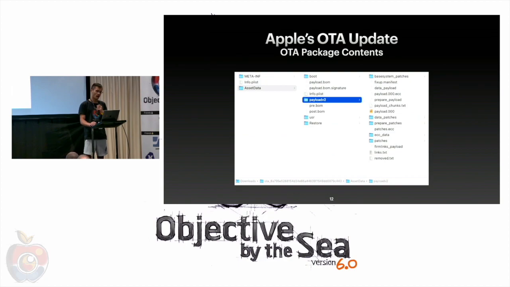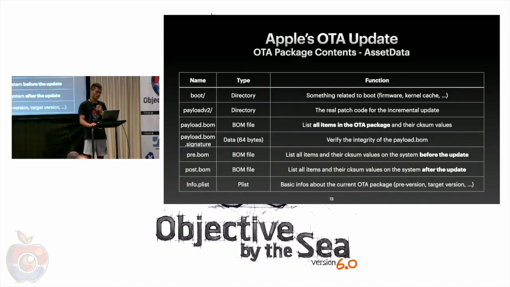After downloading and unzipping the OTA package, we can see the package contents as follows. Next, let's check the contents of some essential files. The boot directory contains something related to the boot process. The real patch code for the incremental update is located in a directory named payload v2.